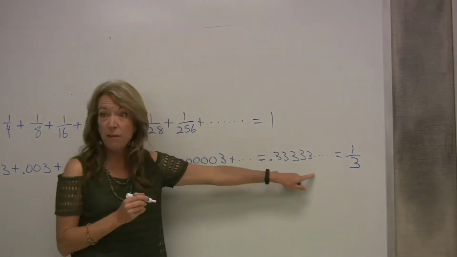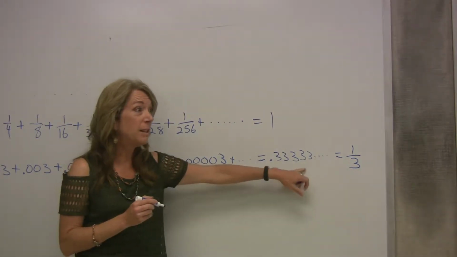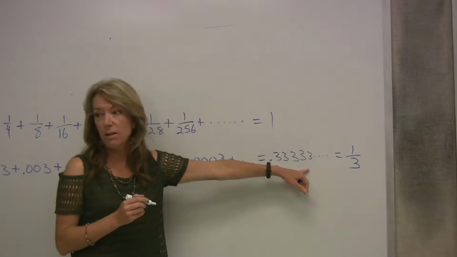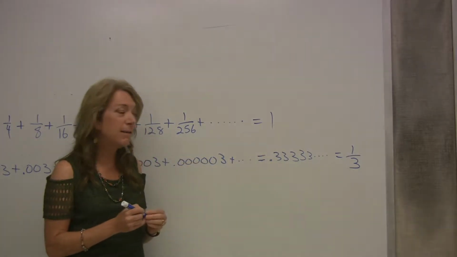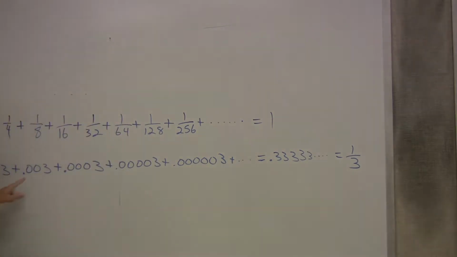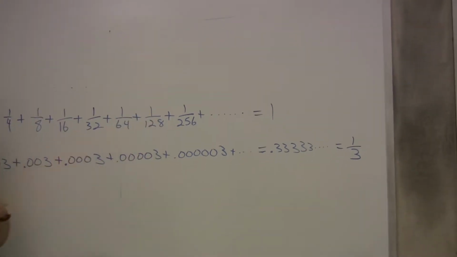You've seen infinite sequences, infinite series before. You just didn't notice what they were. Right? 1/3 is an infinite series. You're adding all of these terms up forever to get 1/3.